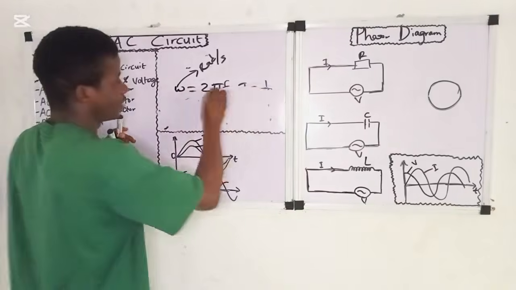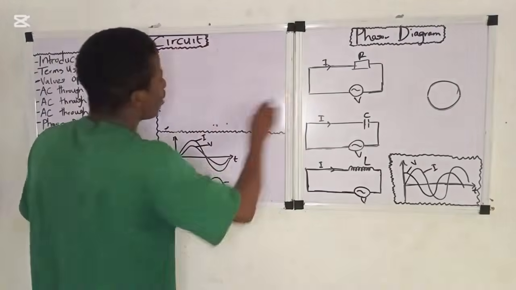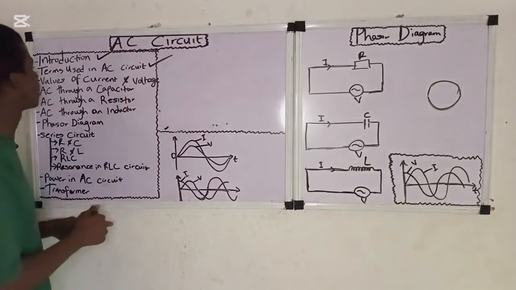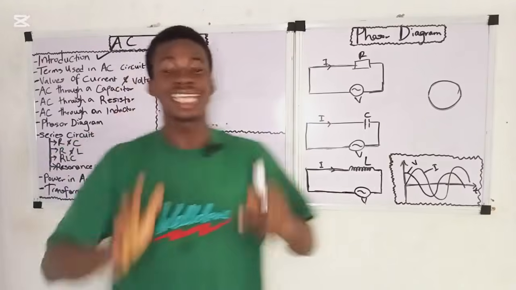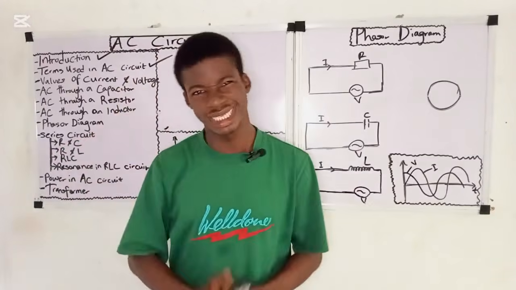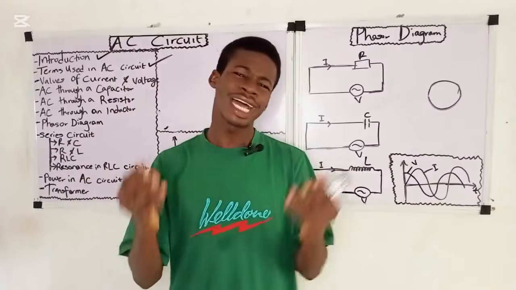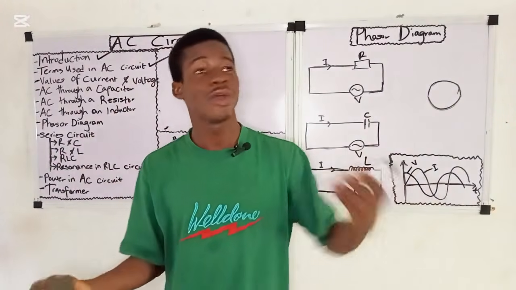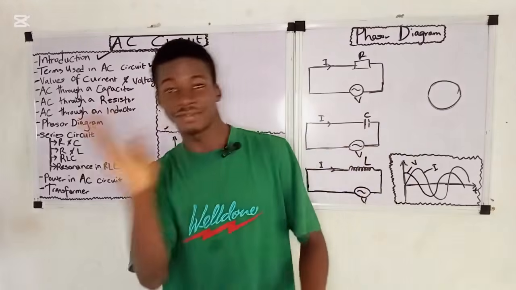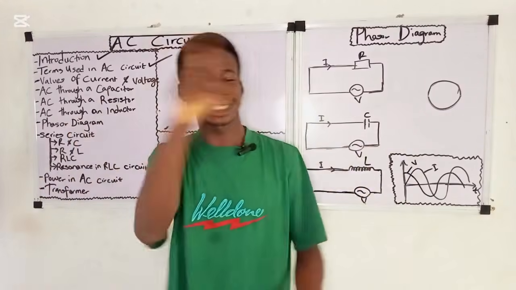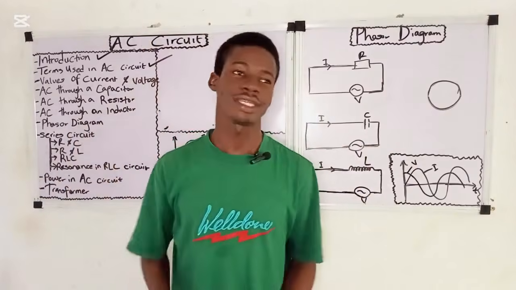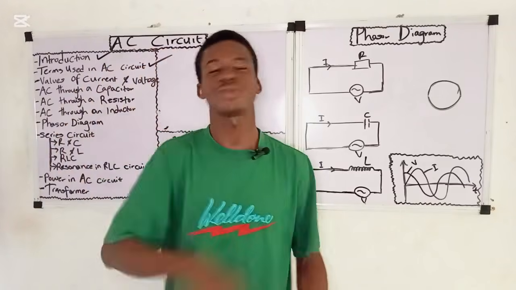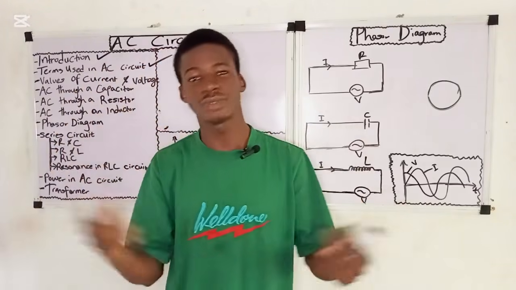Now let's move deeper, to the interesting part of this class. We are done with the introduction, and we are done with the terms used in AC circuits. Let's move to the next part, which is the values of current and voltage in AC circuits. Remember, an AC circuit is a circuit with a current or voltage that changes with time, or that reverses with time. The current can move clockwise and can also change to move anticlockwise, so it varies or changes with time.